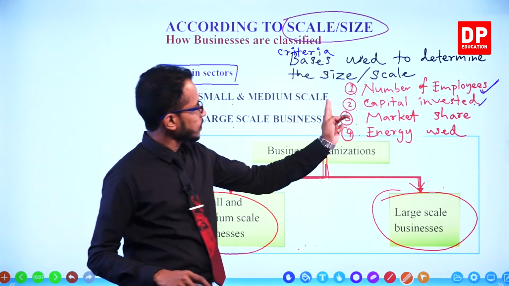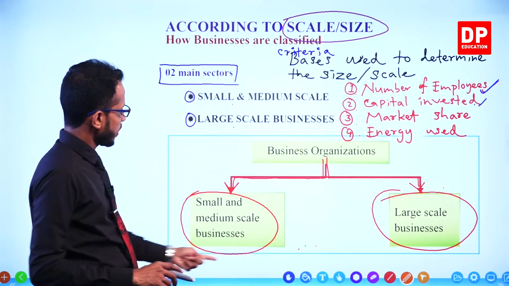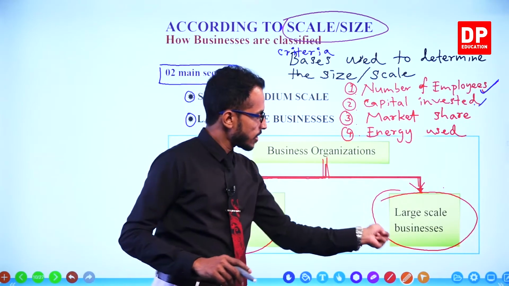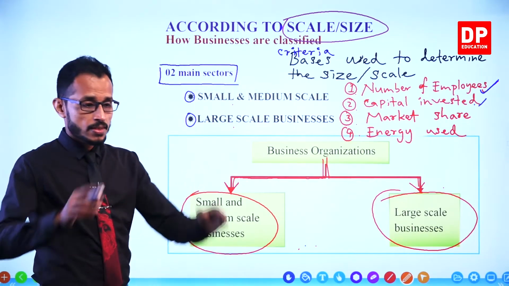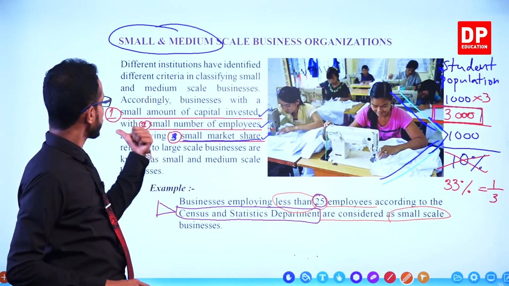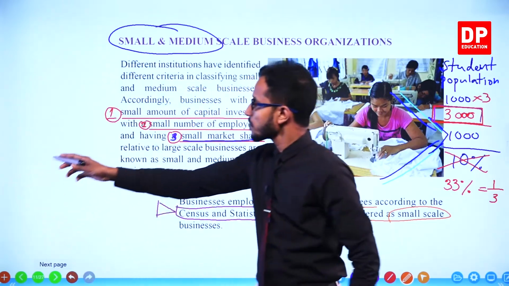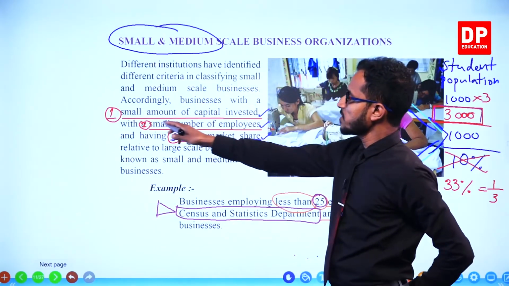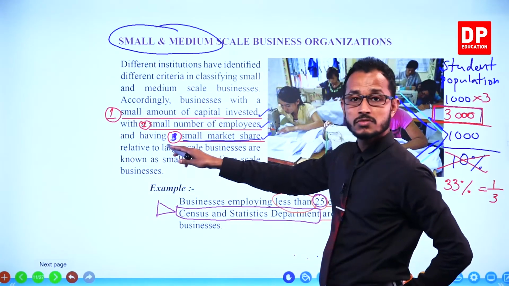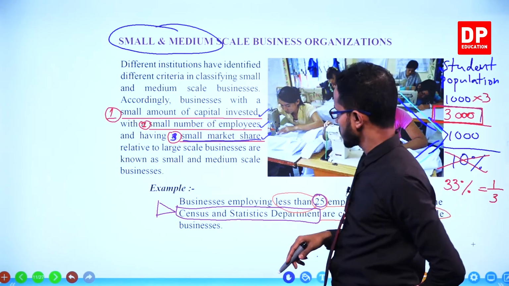Okay, right. So I did a small change here. Small and medium scale, large scale businesses are divided by using these bases, the same basis: amount of capital invested, number of employees working, and the market share of the business.